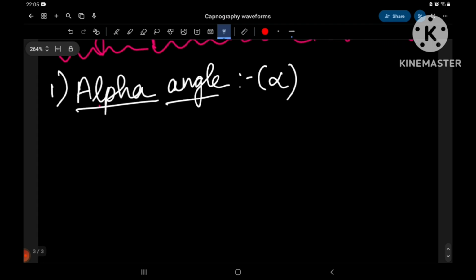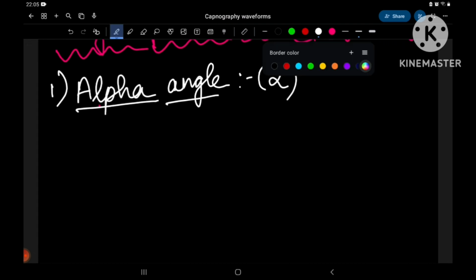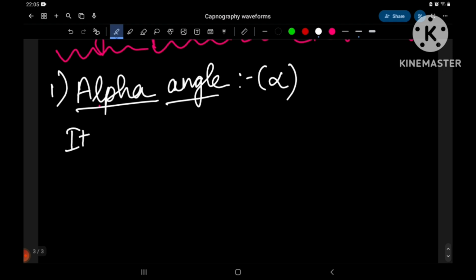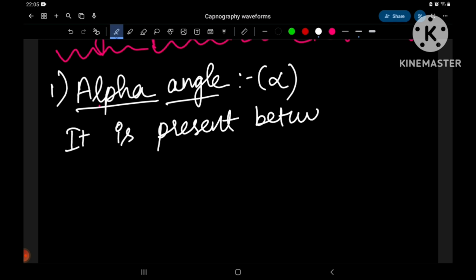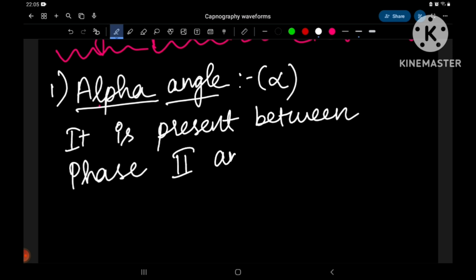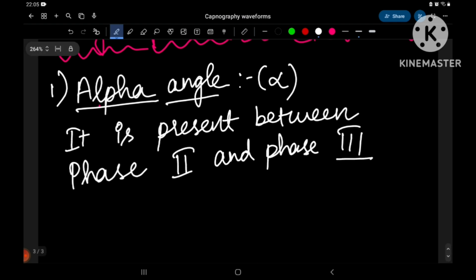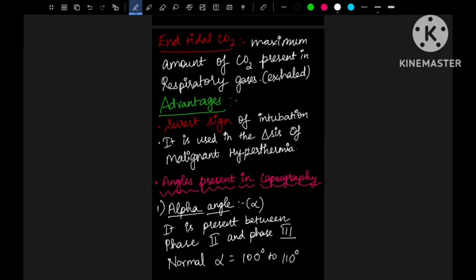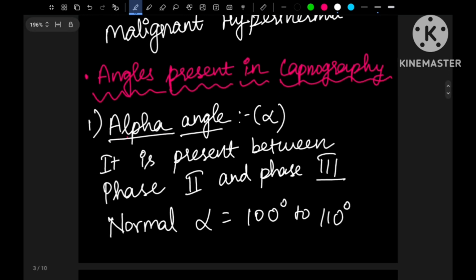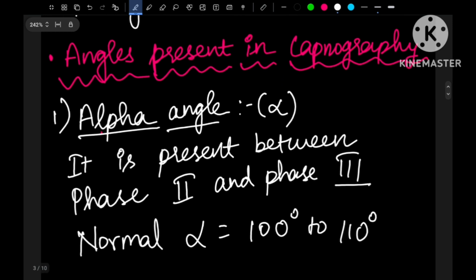So let's write it. Alpha angle, see, it is present between phase 2 and phase 3. Okay, next. Hello guys, so in the last video we stopped at the alpha angle. So it is present between phase 2 and phase 3. Now let's discuss further. We stopped right here, right?